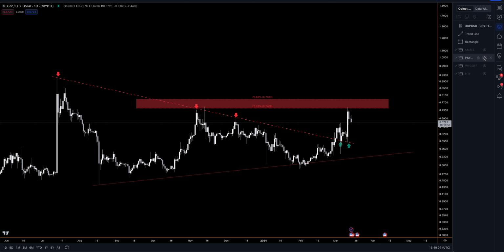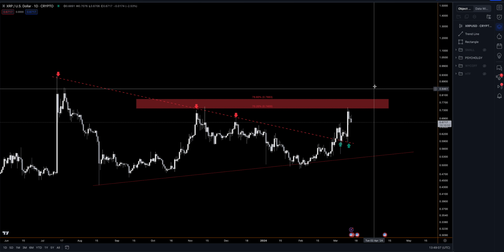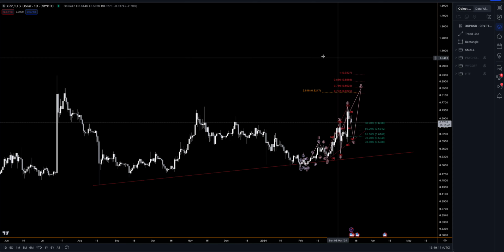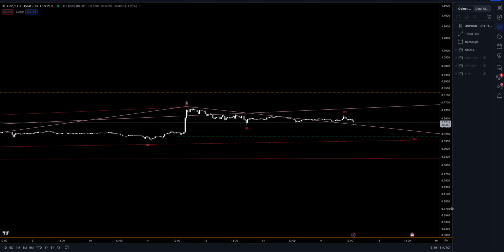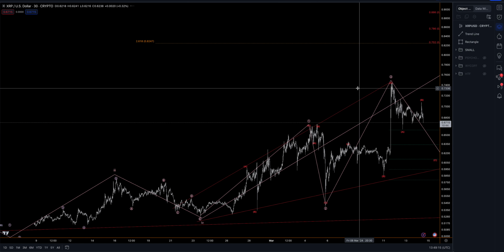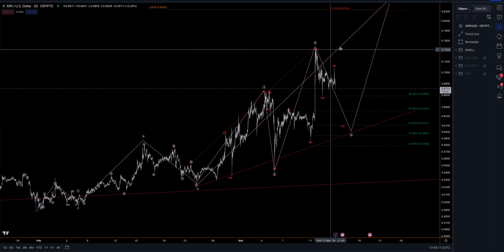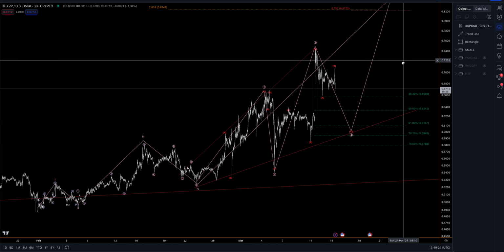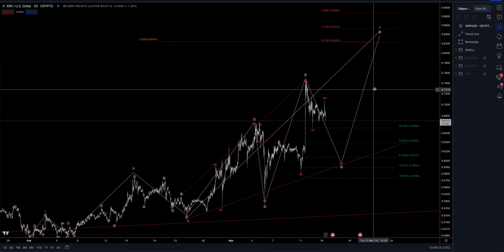So it wouldn't surprise me that we come down just a little bit to cool off before we continue our ascent. So remember the small time frame, guys. This is what I see. Okay, we're going to come down to any of these fibs before we start our next leg in the structure.